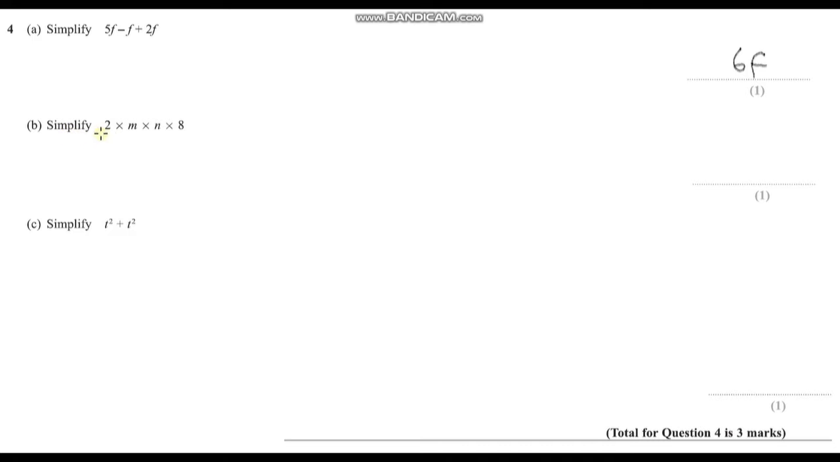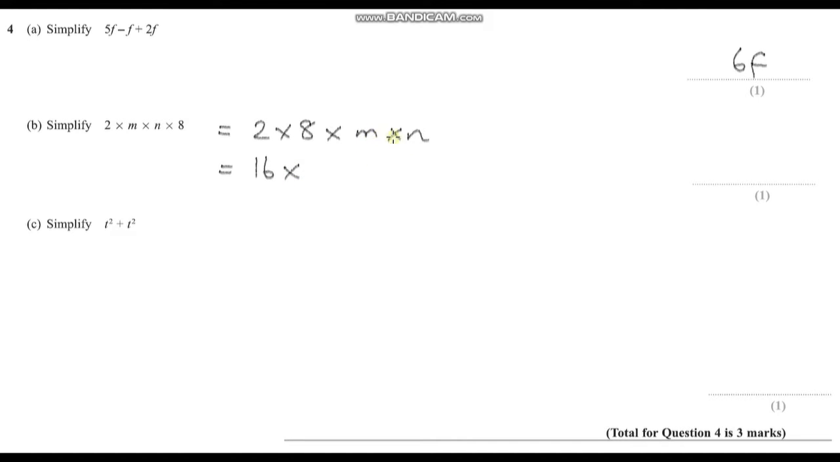Part B, simplify 2 times m times n times 8. Now with multiplication, the order does not matter. So we could group the numbers together. So 2 times 8 and then times m times n. These are exactly the same thing. So let's just evaluate what 2 times 8 is. Well, 2 times 8 is 16, and then multiplied by m times n.